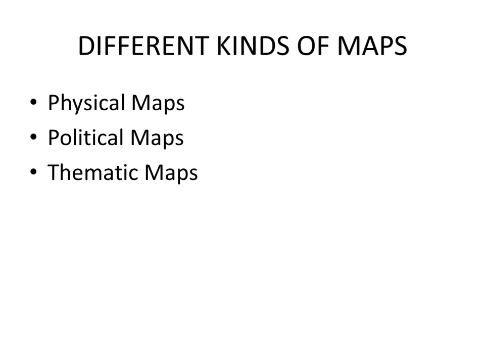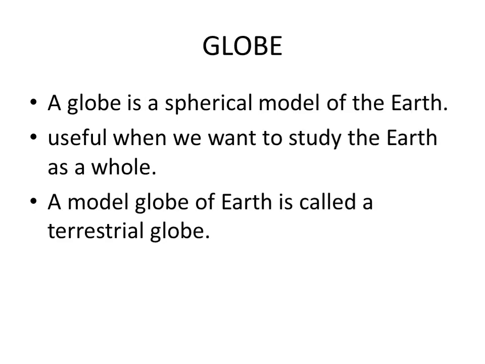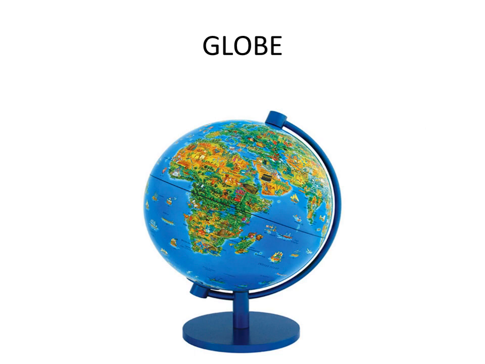There are many different kinds of maps. Out of that, we are going to discuss three maps here: physical maps, political maps and thematic maps. Globe. What is a globe? A globe is a spherical model of the earth. It is useful when we want to study the earth as a whole. A model globe of the earth is called a terrestrial globe. For your better understanding, I have shown you a picture of a globe here.